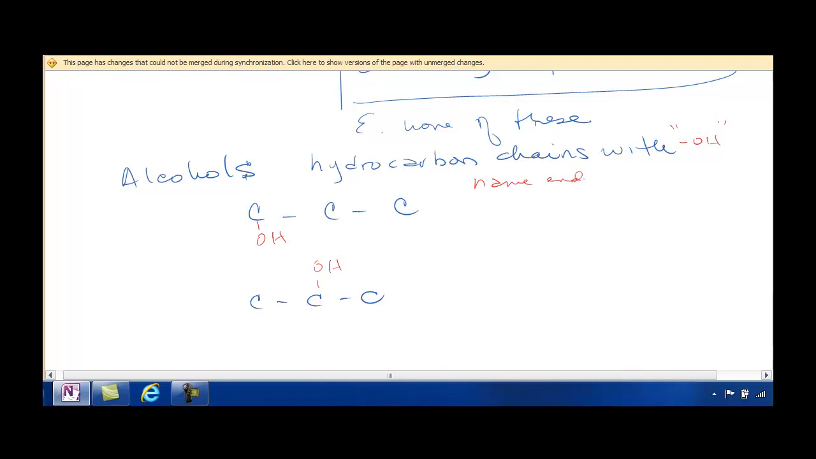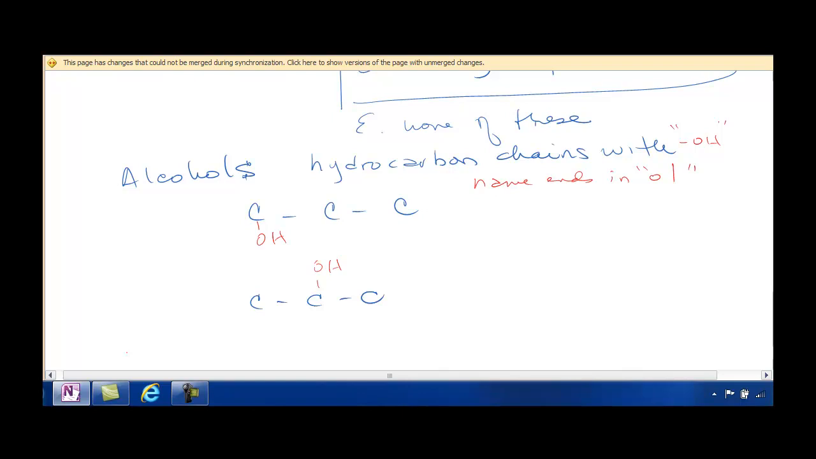Name ends in -ol. So instead of methane, it's going to be methanol. Instead of ethane, it's going to be what? Ethanol. Instead of propane, it's going to be what? Propanol. Instead of pentane, it's going to be what? Pentanol. Okay, so those first 10 must be in your head because I'm putting another layer on it.